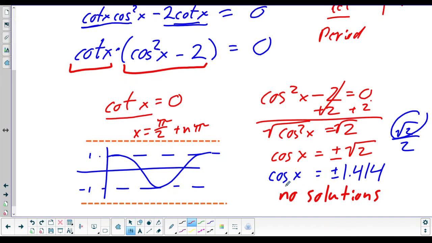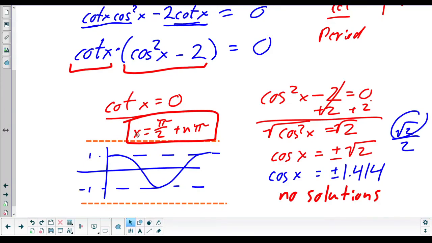There is no solution. So this whole side kind of just gets thrown away. You go, well, we checked it, but there aren't any solutions there. This is never true. So our only solutions for this are right here. So x equals pi over 2 plus any number of pi's, plus 1 pi, plus 2 pi's, plus 3 pi's, whatever, right? Okay, cool. So this is your solution. On your homework, it would probably just say x equals pi over 2. All right.